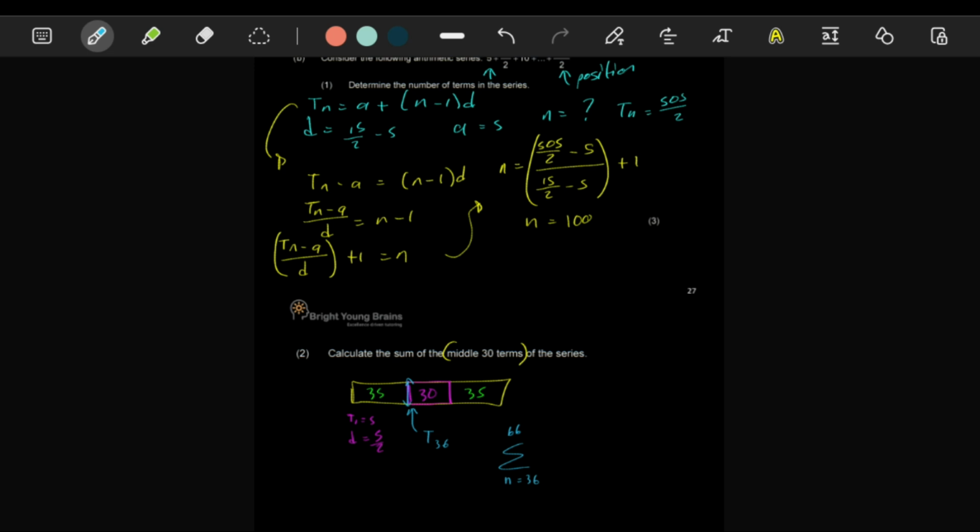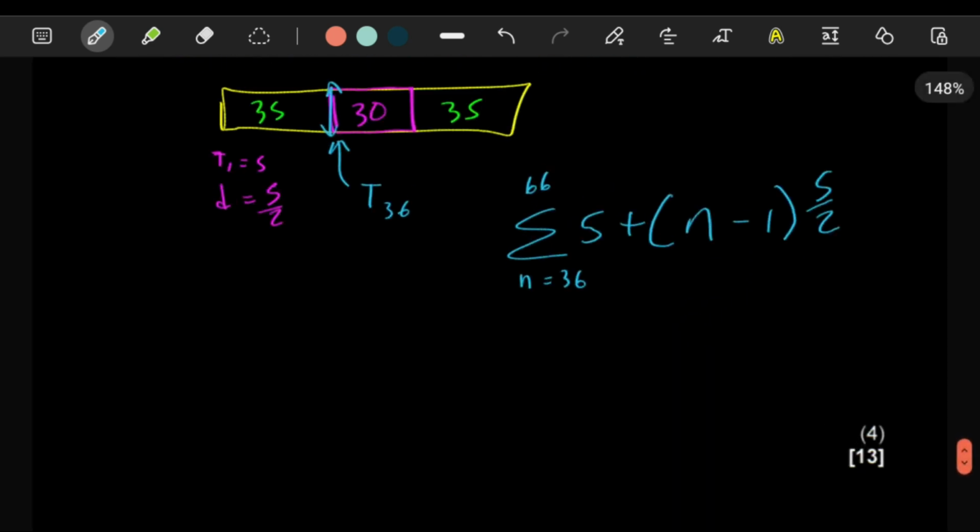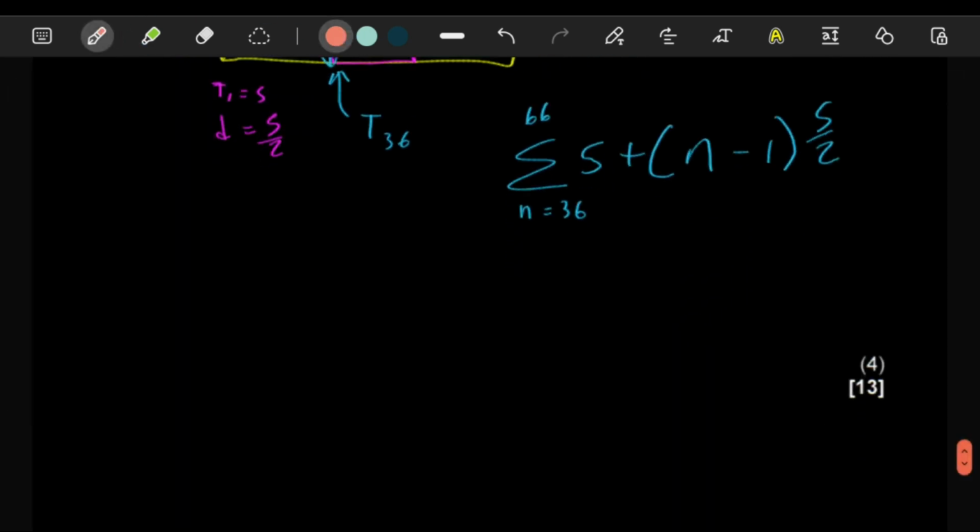I feel like I'm about to make it more complicated than it is. No, I don't think I am. A here is just 5, because that's how sigma is: the value where you're ending, where you're starting, and then the general term, which is a plus n minus 1 times d. The value of d is 5 over 2. So we can just use our Sn formula: Sn equals n over 2 times (2a plus (n minus 1)d).